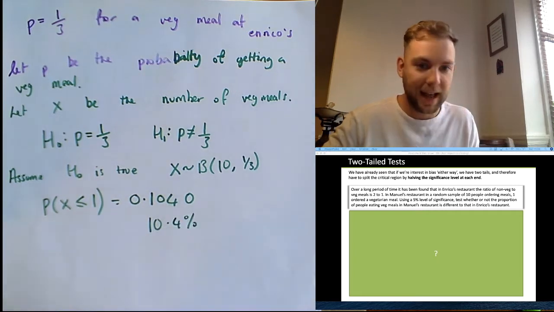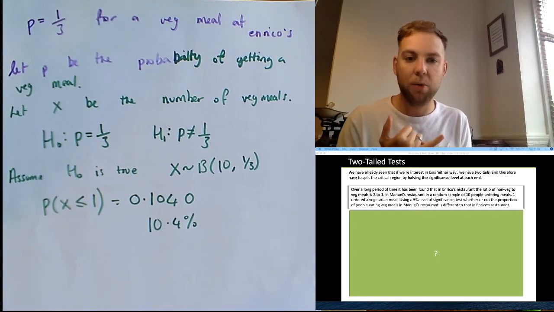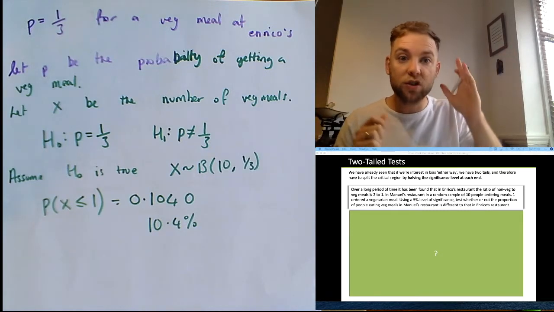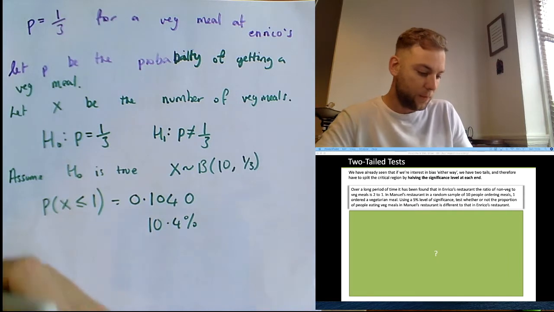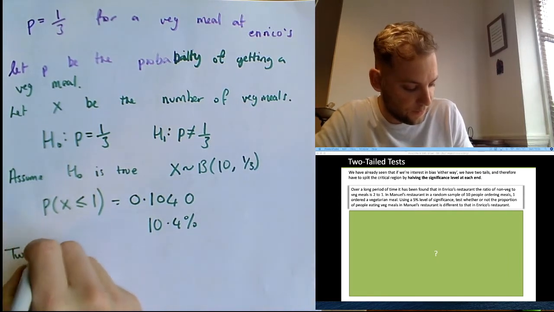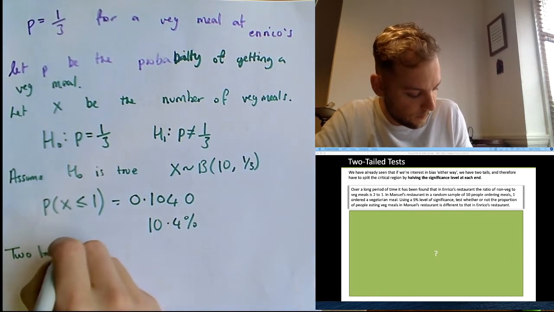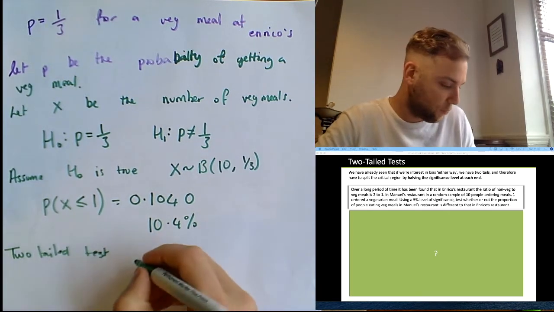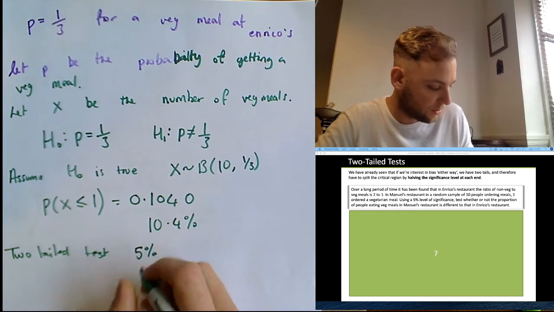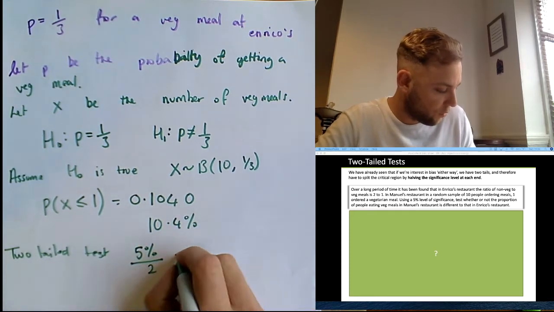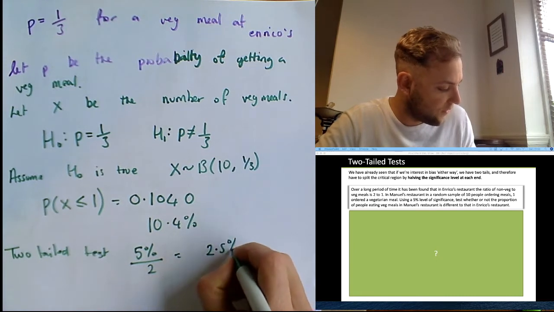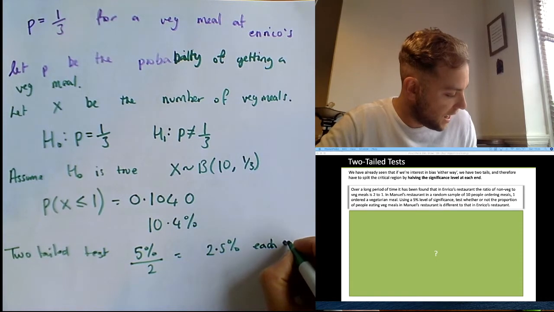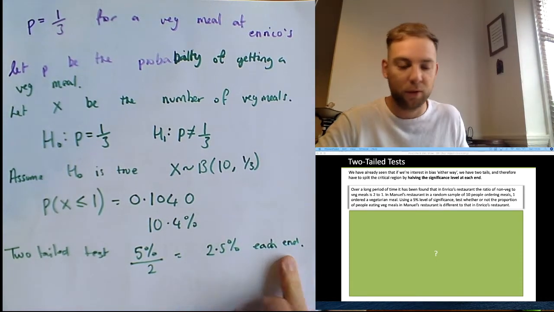Which means that I get a probability of 10.4%. Now, because we're looking at a two-tailed test, so we didn't know which end, we've got to split the significance level up. So we do 5%, which was our significance level, divided by 2, which is equal to 2.5% at each end.